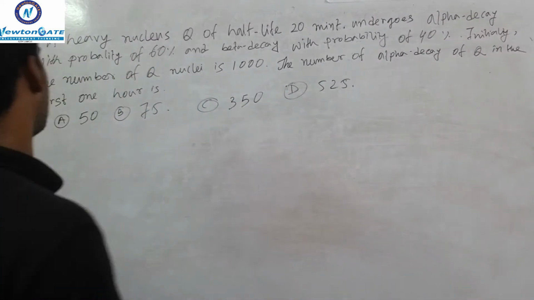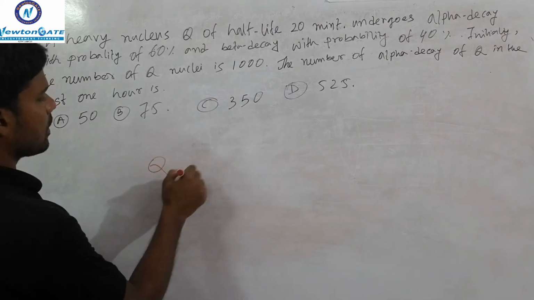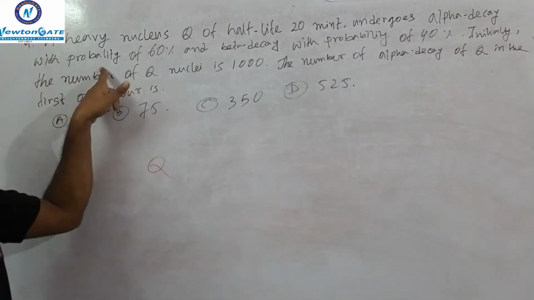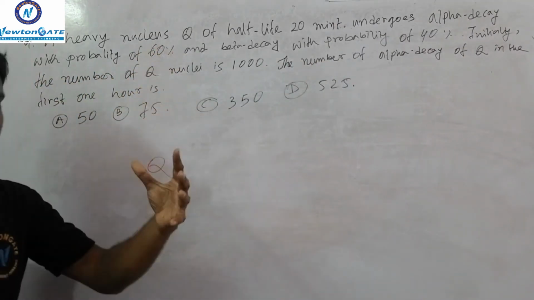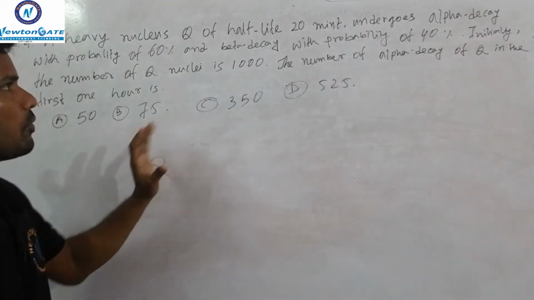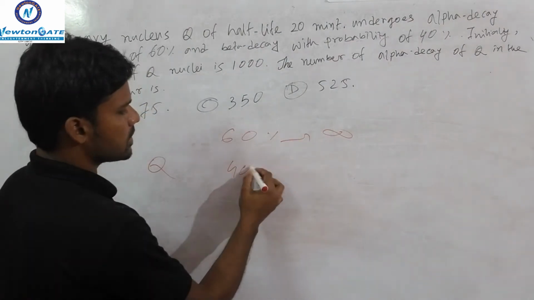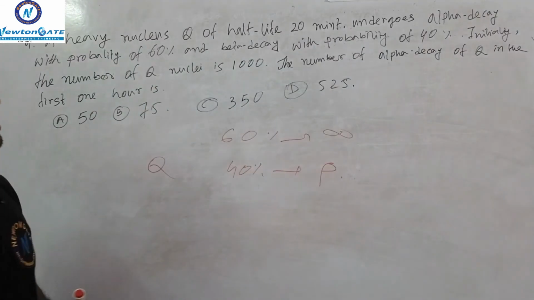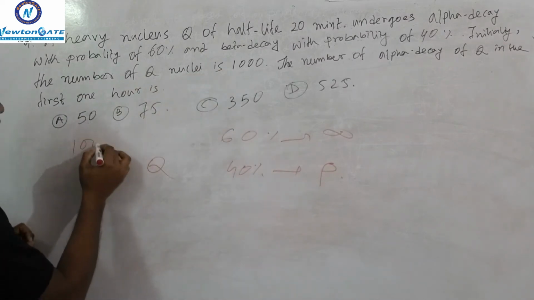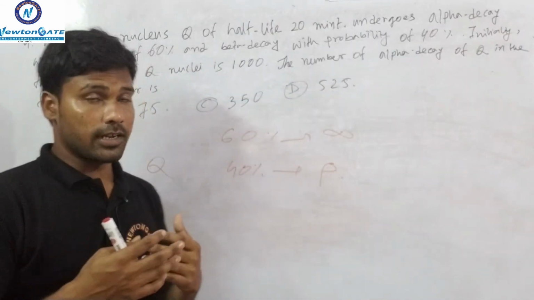Okay, next question. A heavy nucleus Q, half-life of 20 minutes, undergoes alpha decay with probability of 60% and beta decay with probability of 40%. ओके, सो ये अगर डिके कर रहा है तो प्रोबेबिलिटी है कि अल्फा डिके होने का 60% है और 40% बीटा डिके. Okay, initially the number of Q nuclei is 1000. 1000 was the number of nuclei of Q initially, before decay has started.